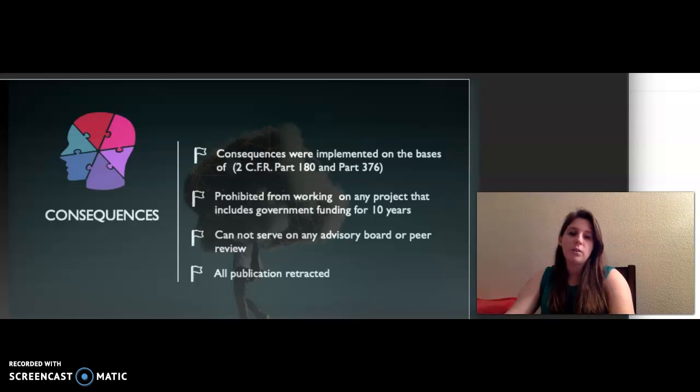Some of the consequences for Lin Yibin's actions were implemented on the basis of 2 CFR Part 180 and Part 376. It prohibits him from working on any project that includes government funding for 10 years. In these 10 years, he can also not serve on any advisory board or peer review. And of course, all publications were retracted.